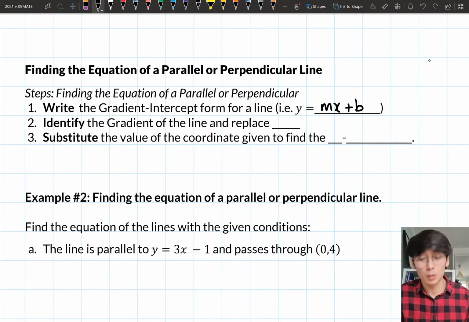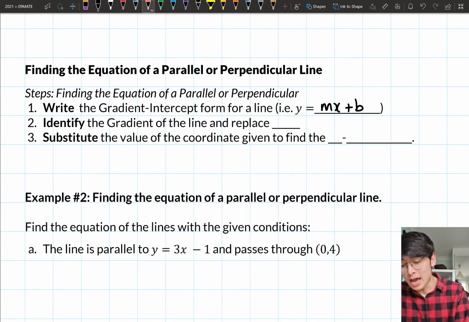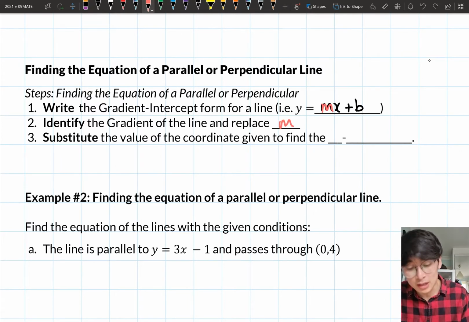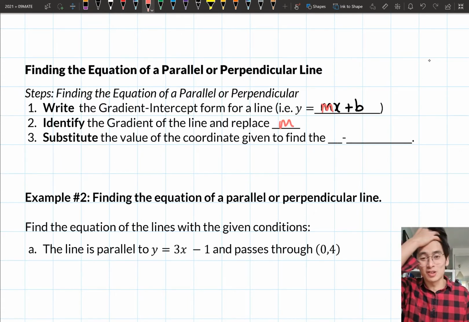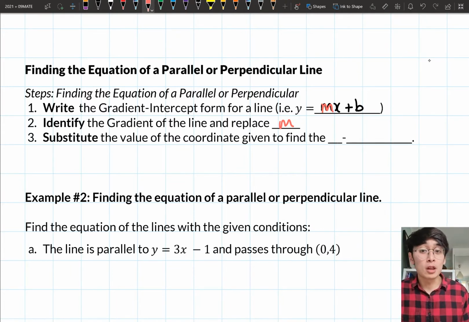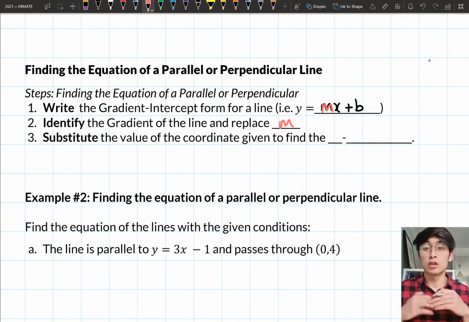Then the second part is we want to identify the gradient of the line and replace m. Just like we did when we were finding the equation of a line, we just want to replace m with the gradient. And here we need to check: if the line is parallel to another line, the two gradients need to be the same. If it's perpendicular, it needs to be the negative reciprocal, or they need to multiply together to give me -1.